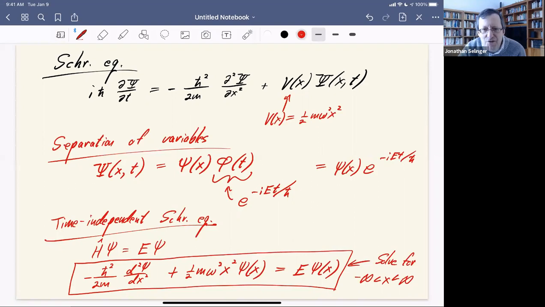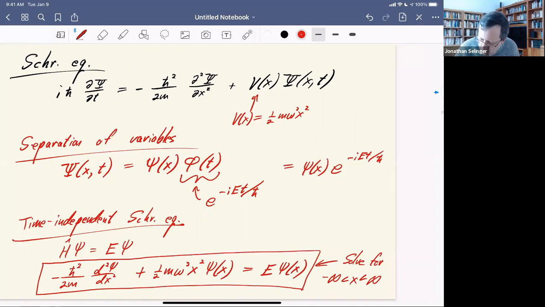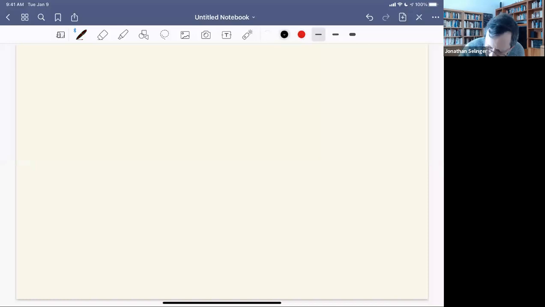Okay, you clear so far? All right. Good. Okay, so now how do we solve this thing? Okay, there's a question, how do we solve this thing? All right. Well, the textbook by Griffiths provides actually two methods.